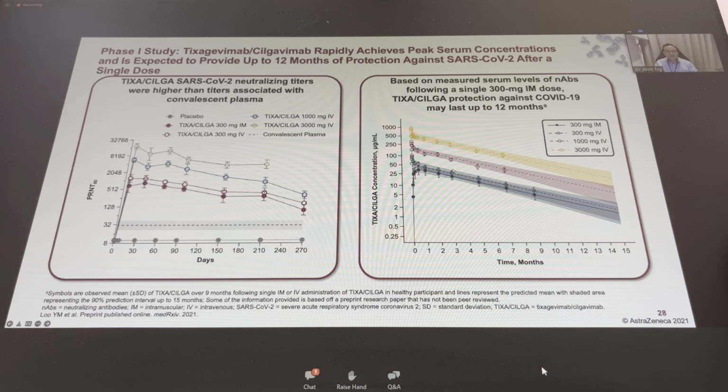So in this phase 1 study, which looked at Evusheld, it rapidly achieves the peak serum concentration, and it's expected to provide up to about 12 months of protection against the SARS-CoV-2 virus after a single dose. And you can see over here that there are different levels and doses. So the dose that's given is 300 milligrams by intramuscular injection, and the effectiveness is seen there up to 12 months.